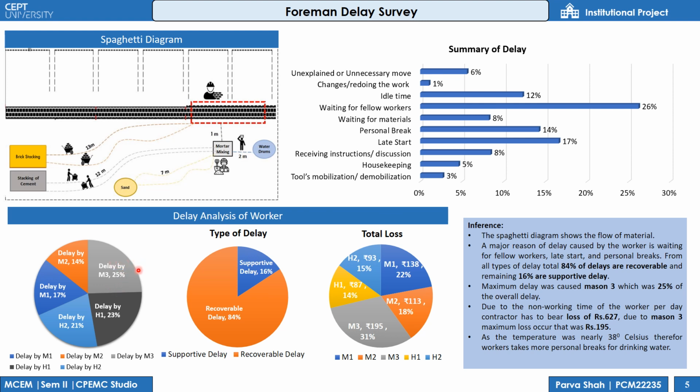Here this pie chart shows the percentage of delay caused by each worker. From this it can be said that the maximum delay was caused by mason 3, which is 25% of the overall delay. Of all the delay, 84% is recoverable delay and the remaining 16% is supportive delay as shown in this pie chart. Due to various delays, a total of rupees 627 of losses occurred per day to the contractor, from which the maximum loss was due to mason 3, which is rupees 195 and that is 31% of the overall loss occurred to the contractor.